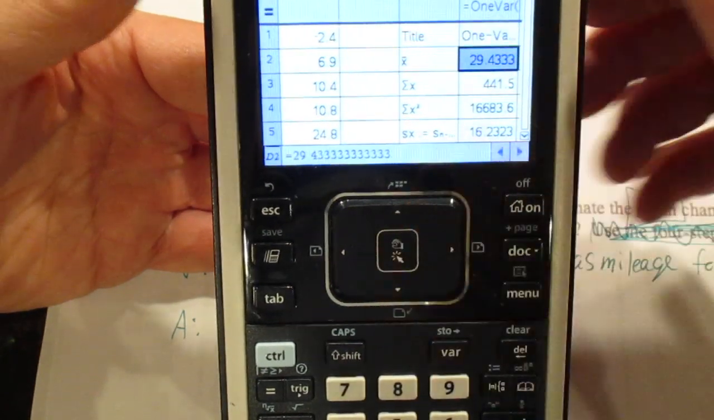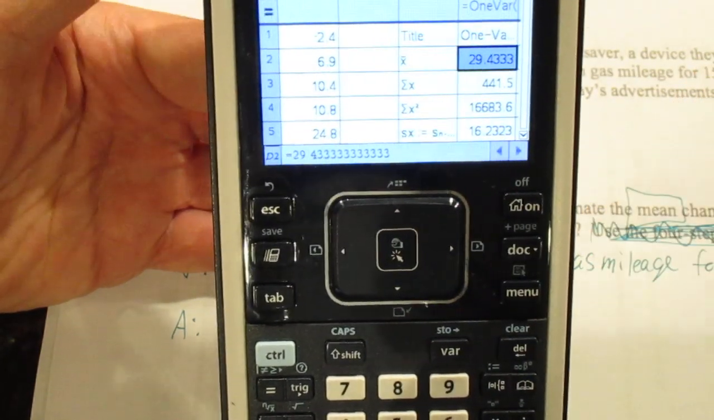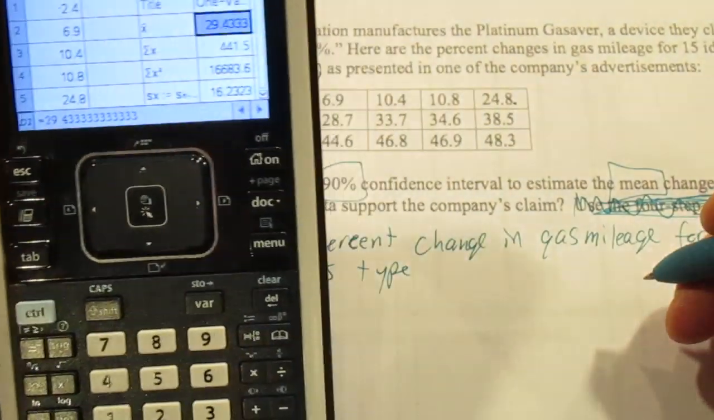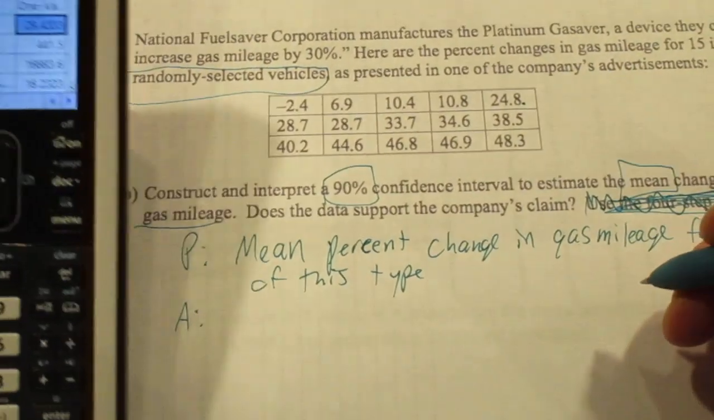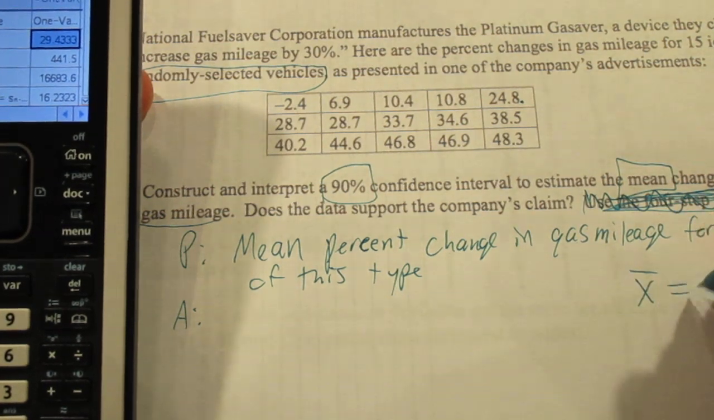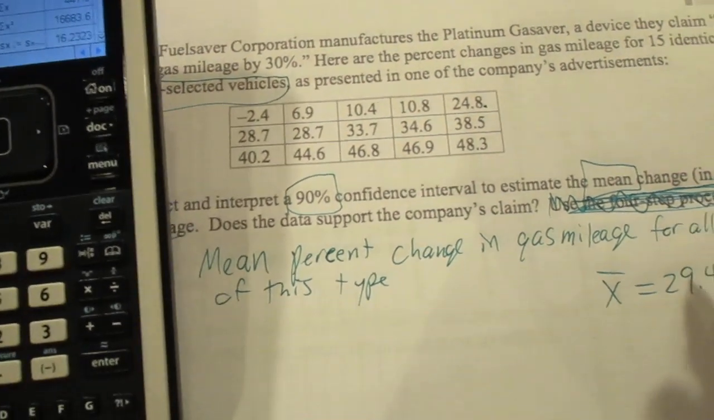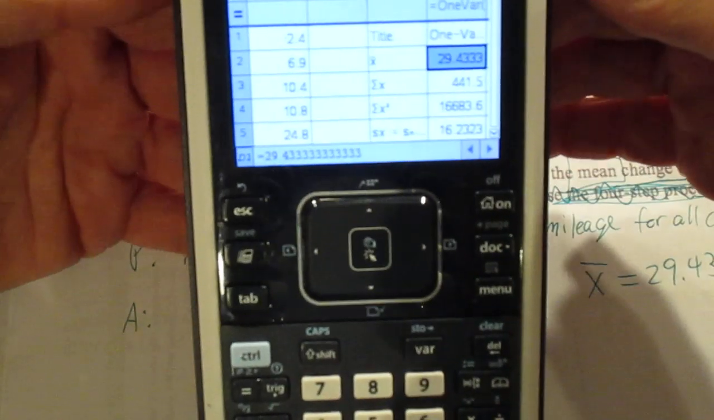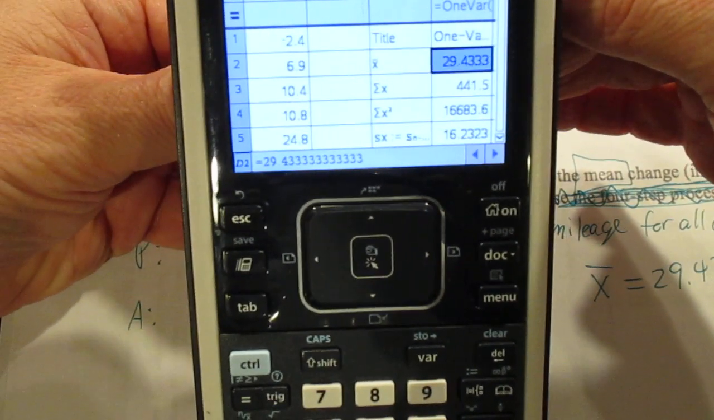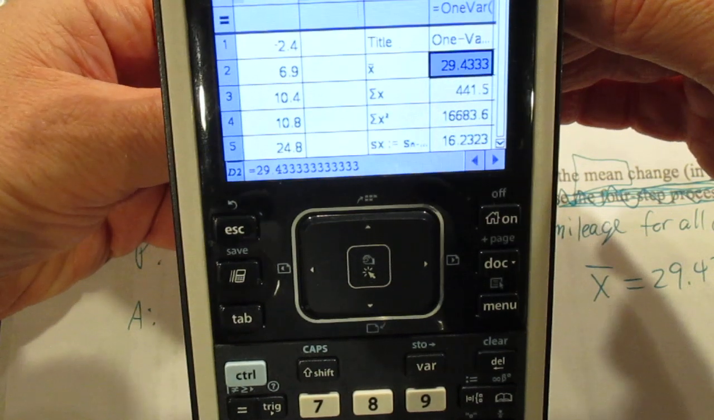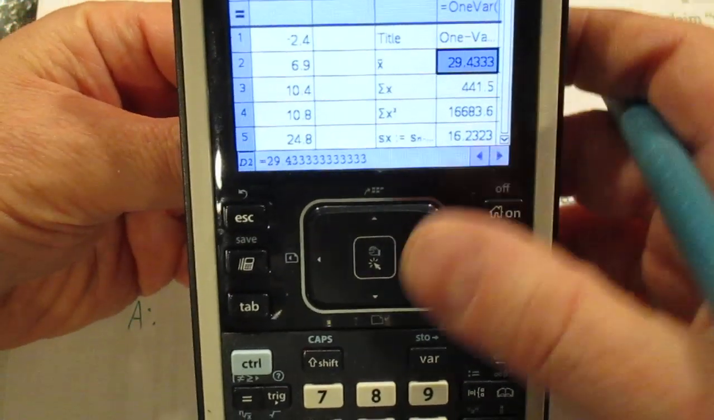What do we got? We got an x-bar. Is that important? I don't know. Let's write it down. x-bar equals 29.43. Okay. We got a sum of x. Is that important? No. Sum of x squared, not for us.